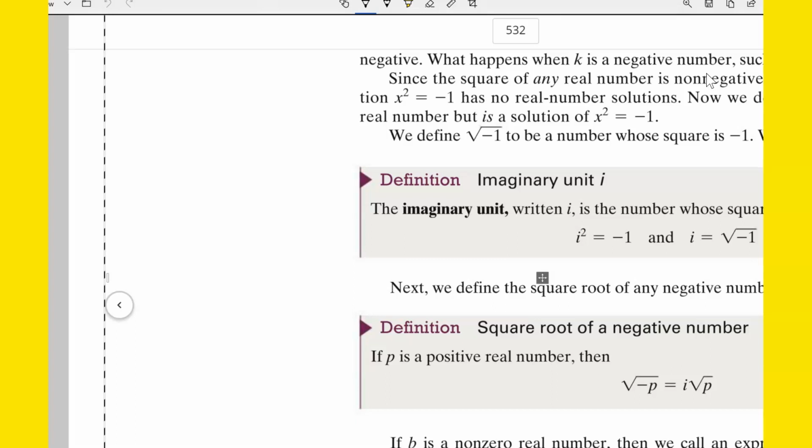I wish they had called them lateral units or something, because they're not on this real number axis plane. But if we just gave it a different axis, call it the lateral axis or an imaginary axis, then we could plot those numbers there.